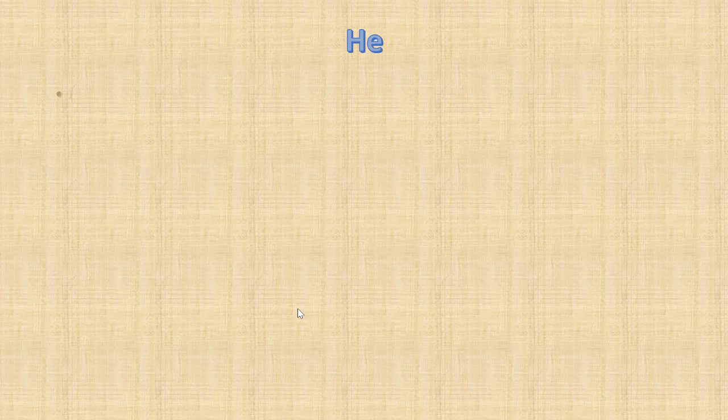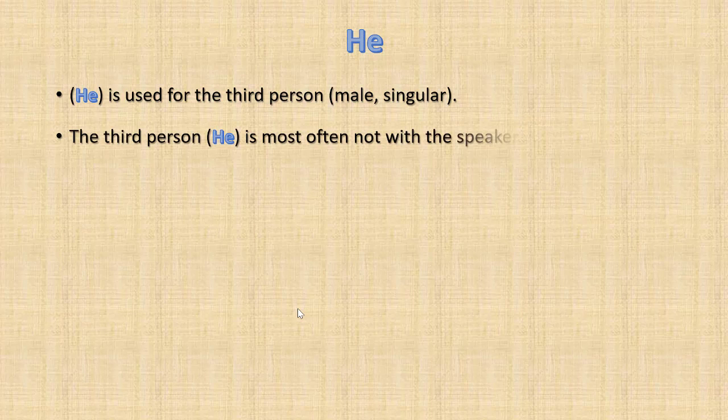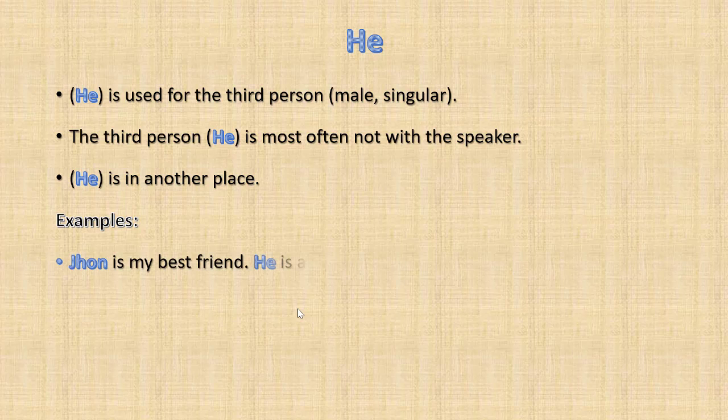He. He is used for the third person, male, singular. The third person, he, is most often not with the speaker. He is in another place. Examples: John is my best friend. He is at school now.